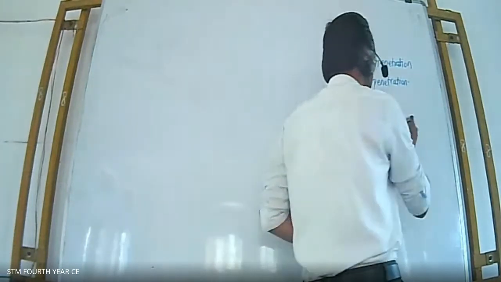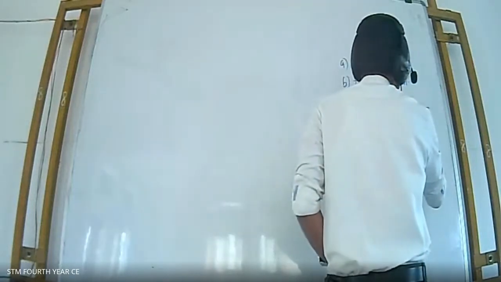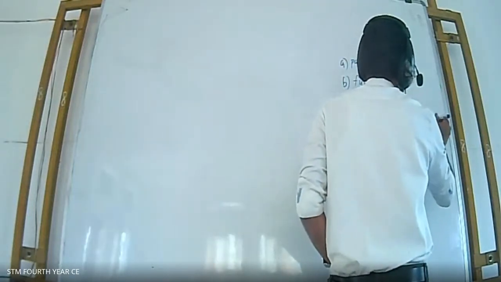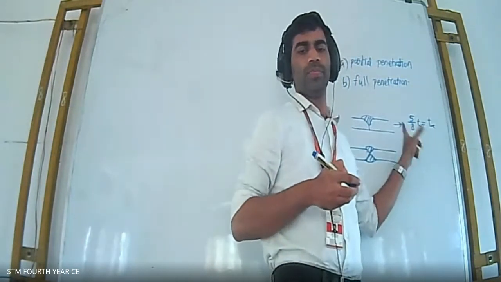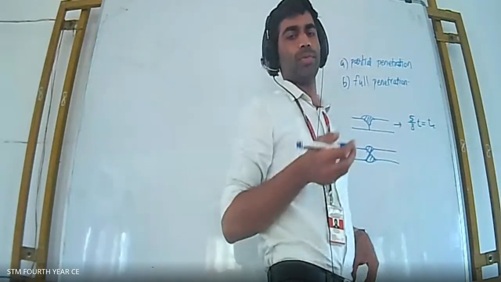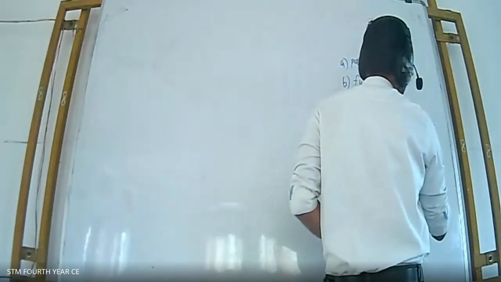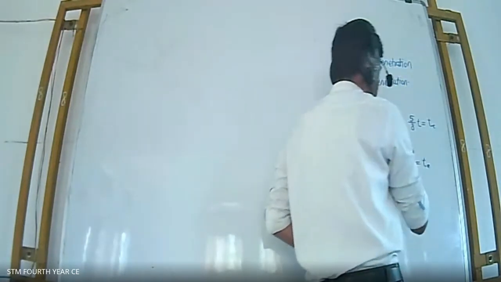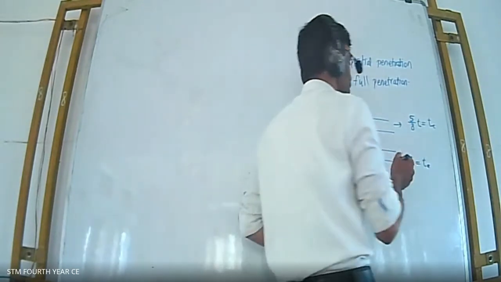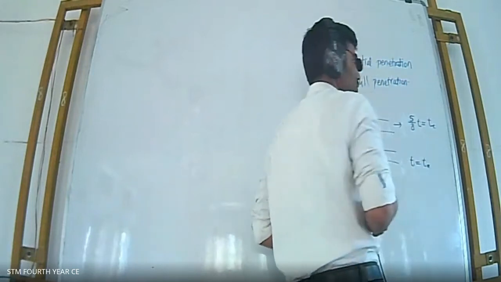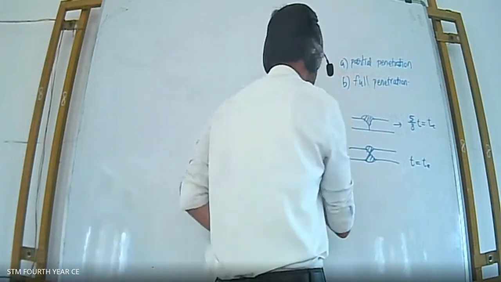For partial penetration, the effective throat thickness will be 5/8 T in stress analysis problems. In design problems, it will be 7/8 T from IS 816. So this value you have to take, and here you have to take the entire thickness of the plate as the throat thickness. Once you get this value, you can substitute it in the equation: Lw into Te.